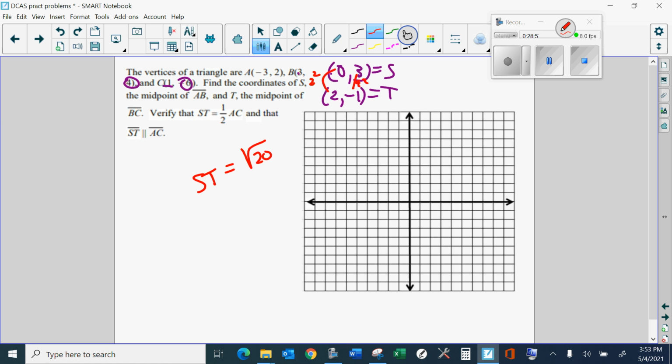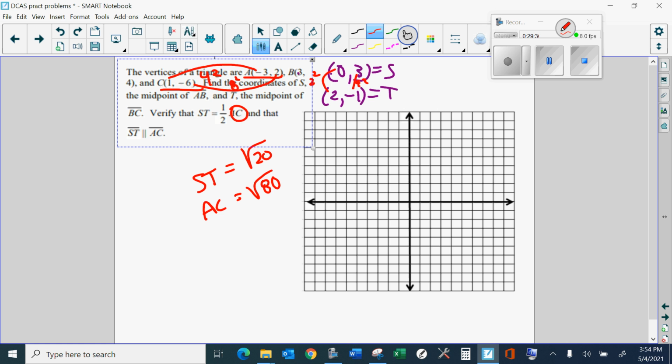And they want to say it's half the length of AC. So how far from A to C? Well, how far is it from 1 to -3? That's 4. Square it. How far is it from 2 to -6? That's 8. Square it. We have 64 plus 16 is 80. So AC is the square root of 80.